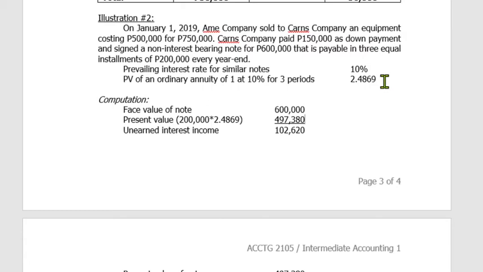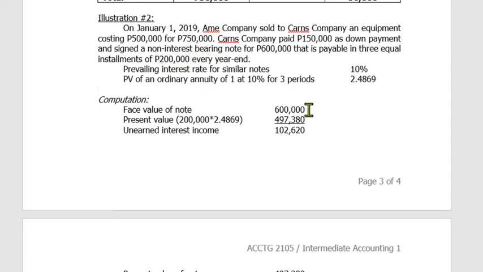Let us first analyze kung magkano ang interest income mo. Ang face value ng note na binigay sa iyo ay 600,000. So, ito yan. Ang present value ng installments, 200,000 every year end.